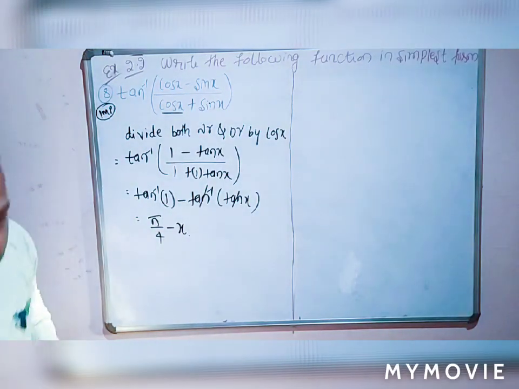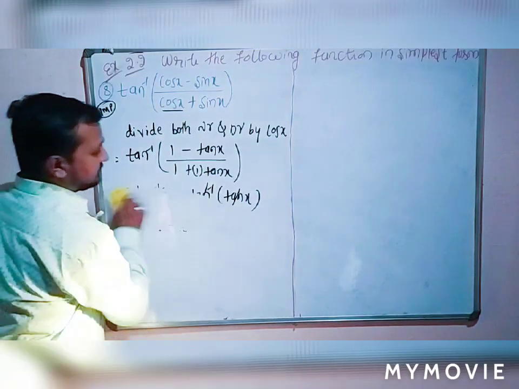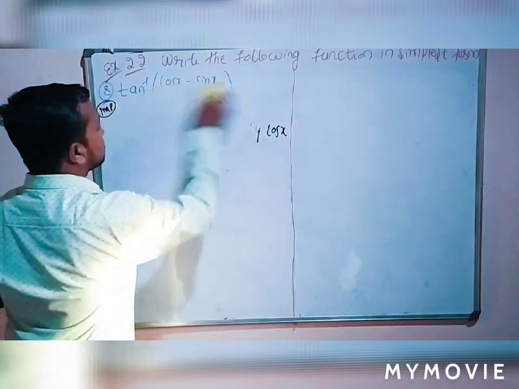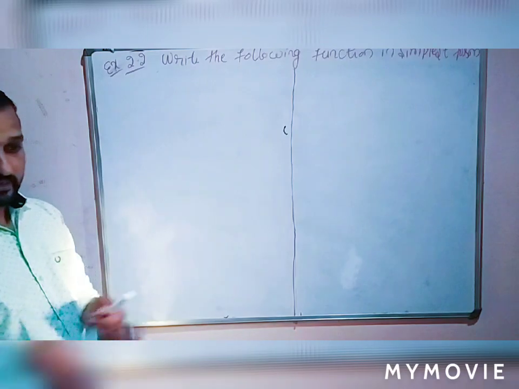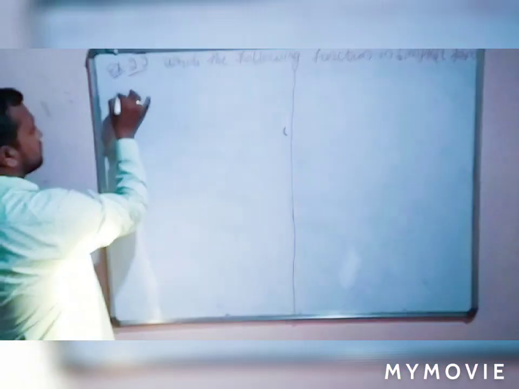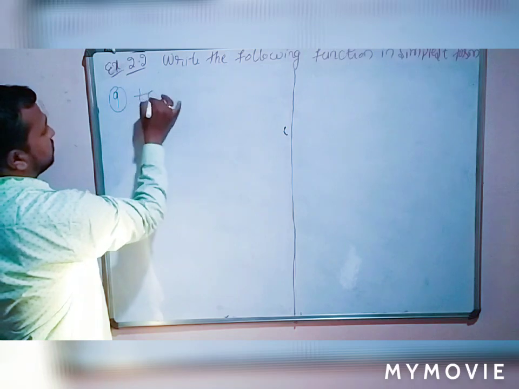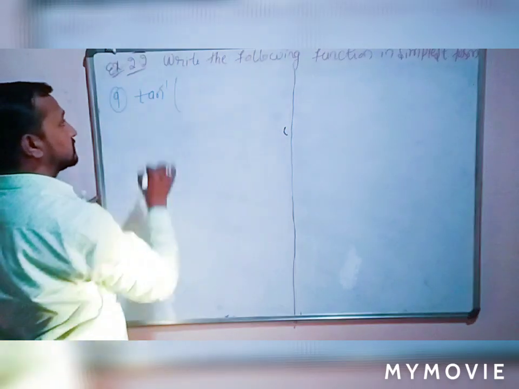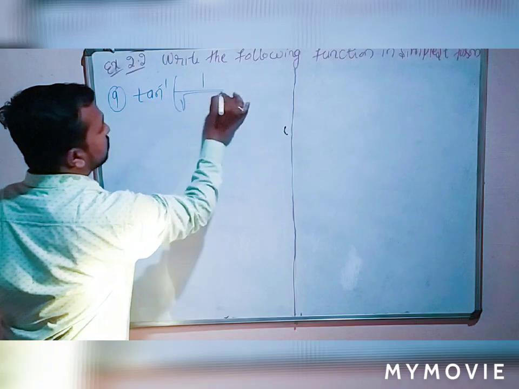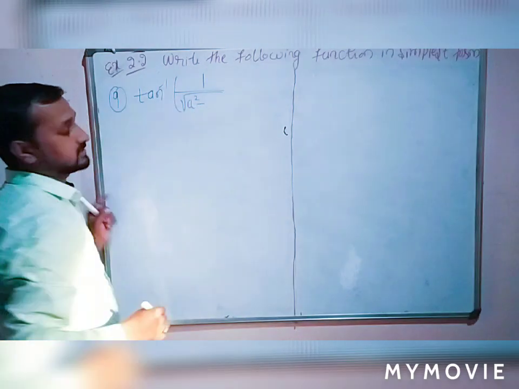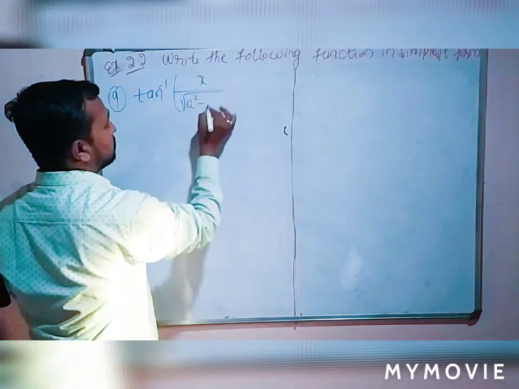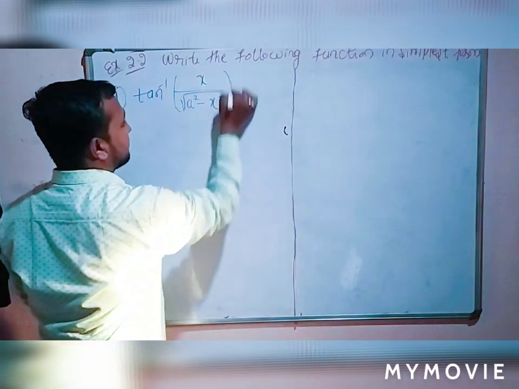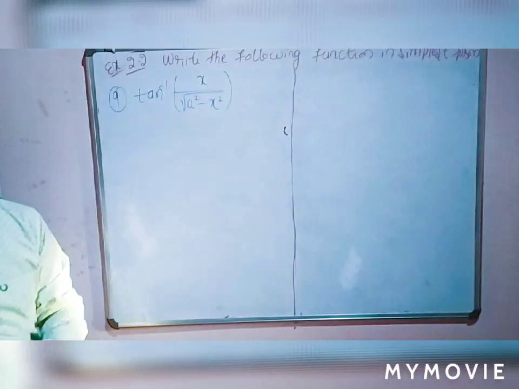Okay? Note down, students. And the next example is the ninth one, same, simplest form. Ninth example, I can write: tan inverse of x divided by root of a square minus x square. Root of a square minus x square.